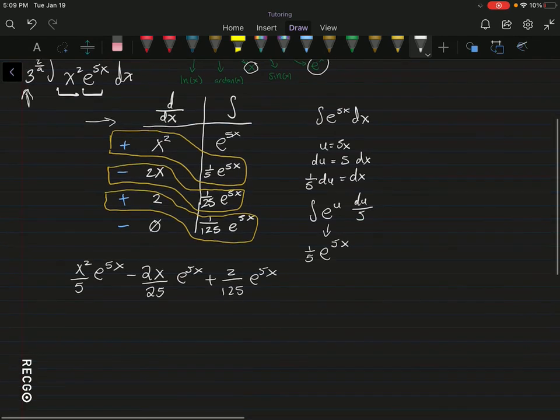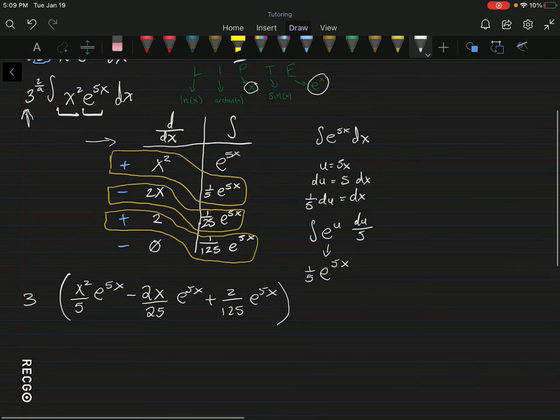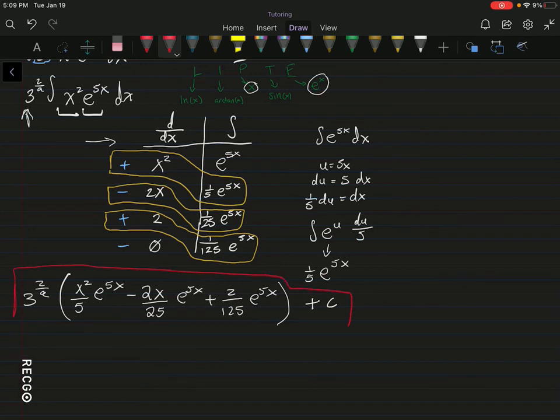So what we do with this is we take what we got from the table, and we're going to multiply it all by the constant that we had in the beginning, which is 3 to the power of 2a, plus c. And that's going to be the answer to this integration. And this is how we approach a problem like this.